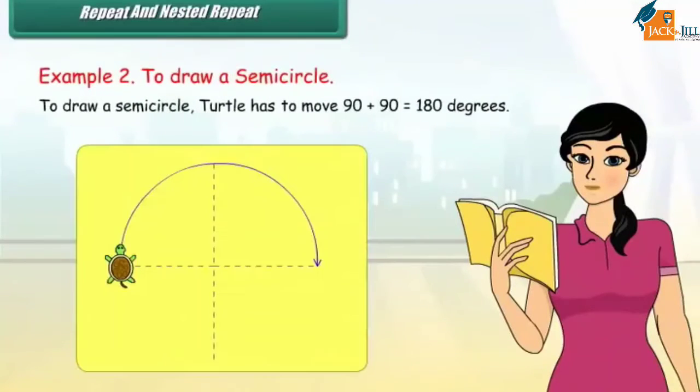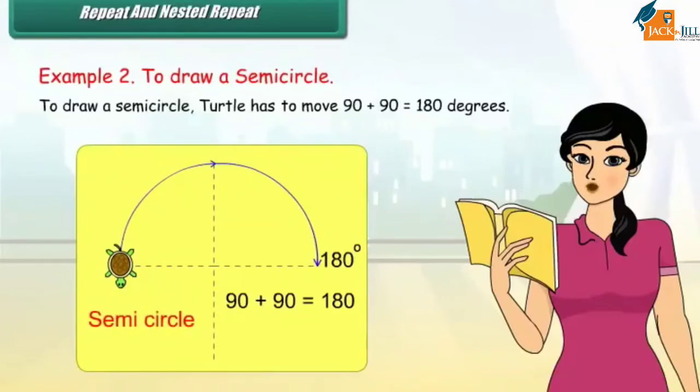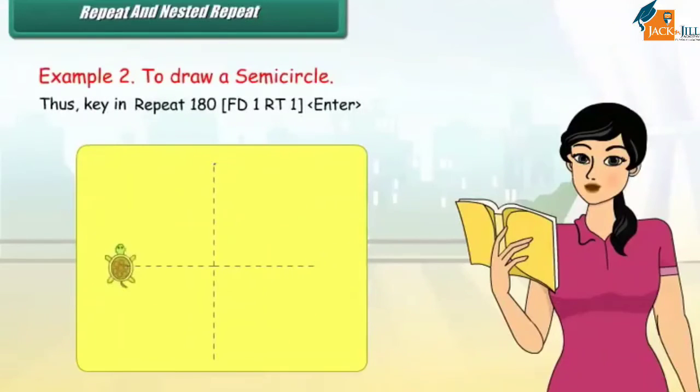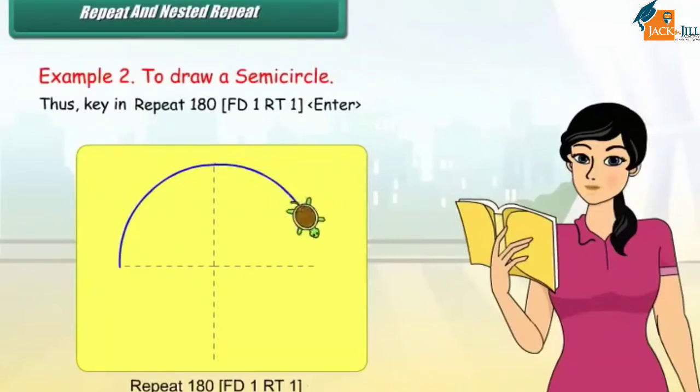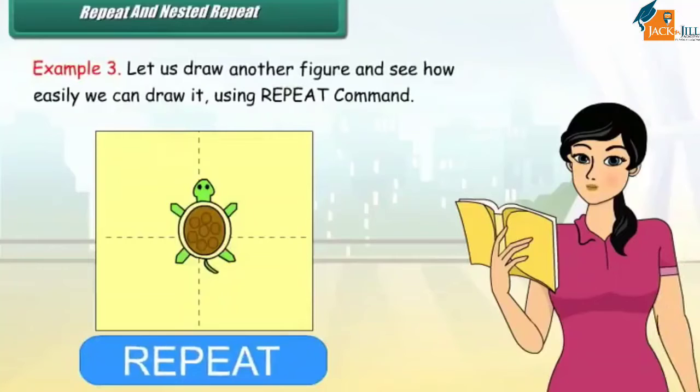Example 2. To draw a semicircle. To draw a semicircle, the turtle has to move 90 plus 90 is equal to 180 degrees. Thus, key in repeat 180 and in a bracket FD 1, RT 1. Enter. Example 3. Let us draw another figure and see how easily we can draw it using the repeat command.